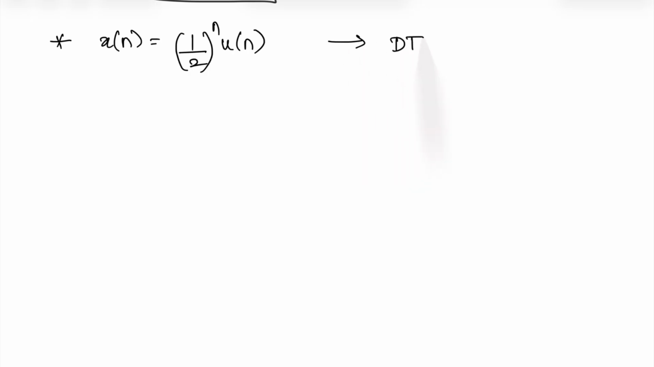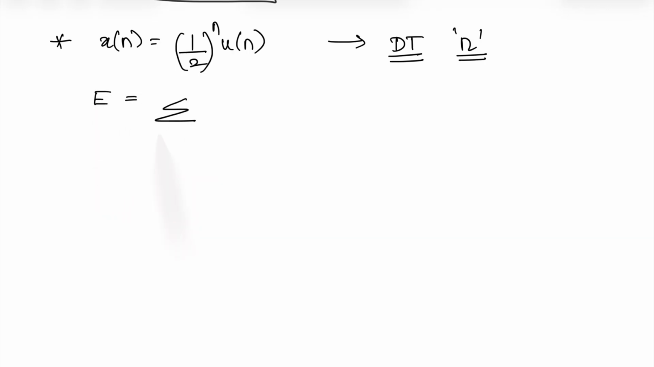Now let me go for the next problem. x of n is equal to (1/2)^n u of n. Before I go for this problem, you know that this is a discrete time signal since the representation is in terms of n. So what is the formula for energy?